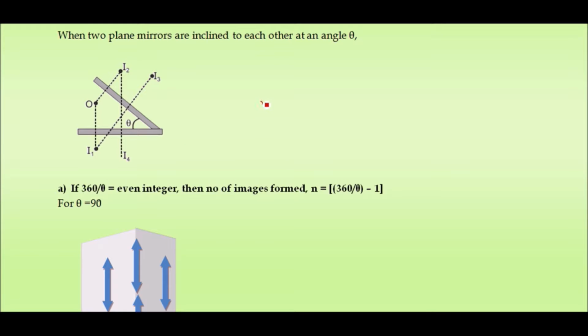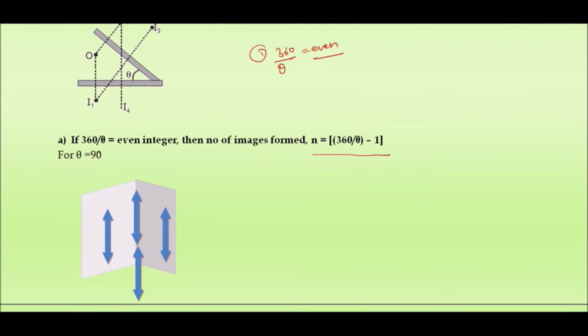So first case, if 360 by theta is even. If 2 mirrors are inclined by an angle theta and 360 by theta is an even integer, then the number of images formed is equal to 360 by theta minus 1. Like if you take theta equal to 90 degree, then if you divide 360 by 90 degree, we get the value equal to 4, and 4 is an even integer, so the number of images formed will be 4 minus 1, that is 3, and all 3 images are shown here.